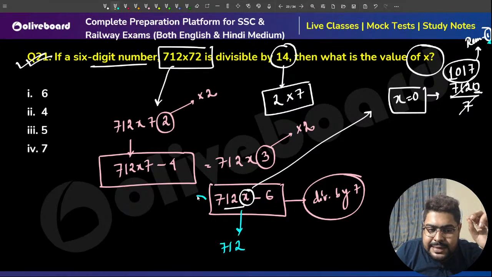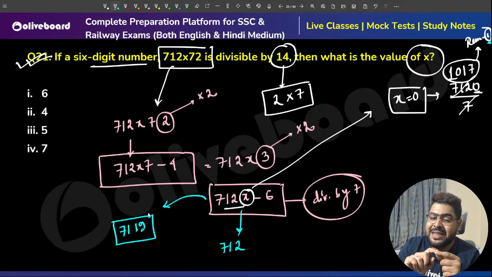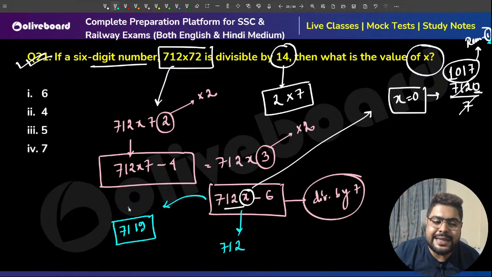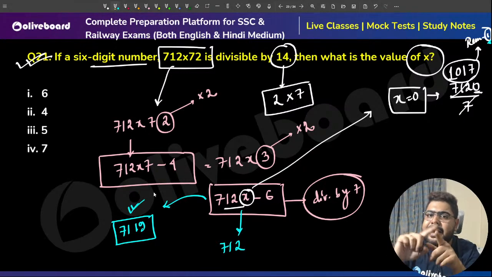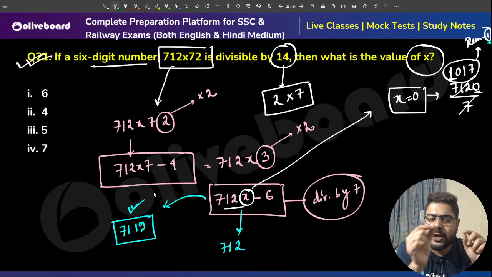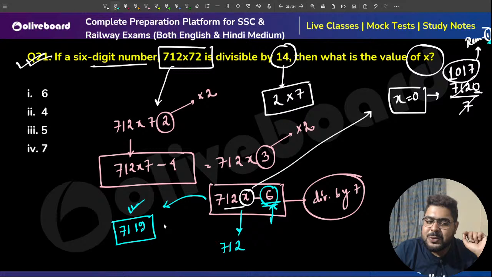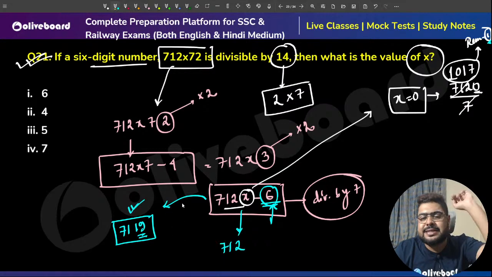That means 7120 gives a remainder of 1. If I put 7120, I am getting a remainder of 1. That means we go back by 1. If I subtract 1, that is something divisible by 7. But I again have this 6 here. So what minus 6 will give us 7119?